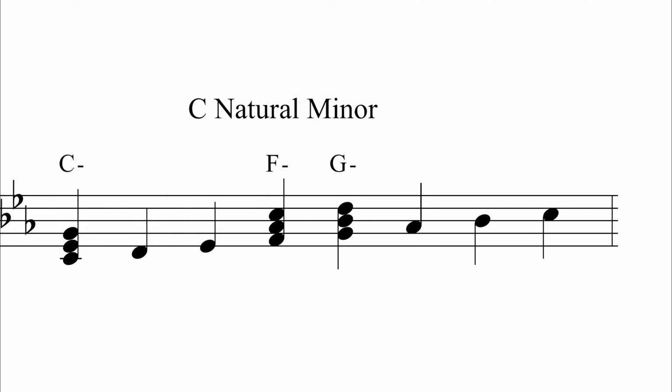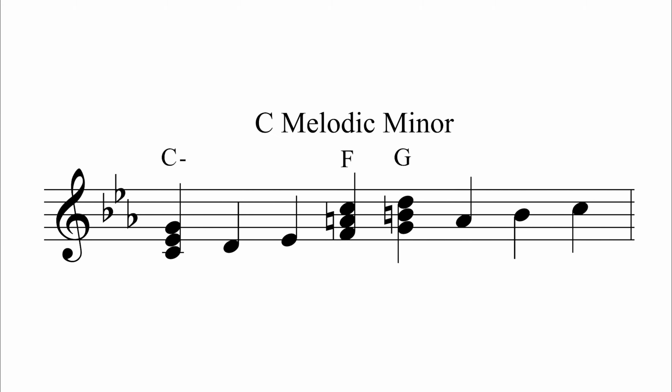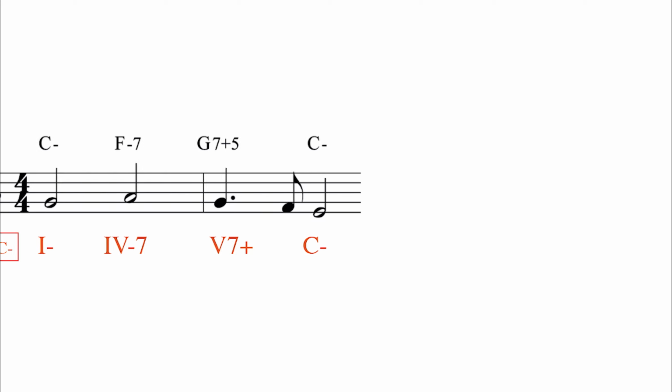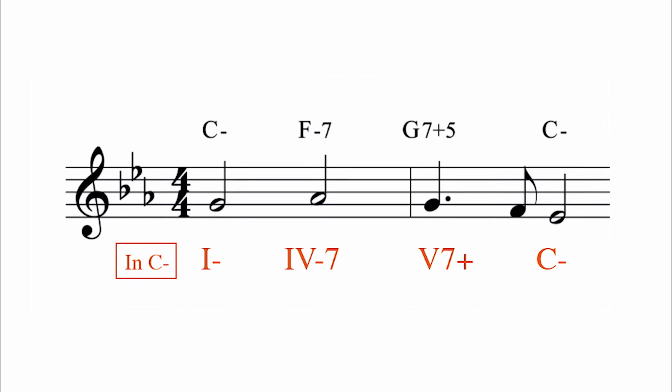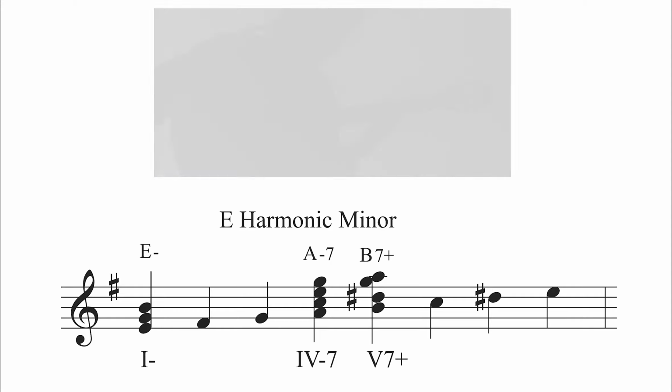In the natural minor, the 1, 4, 5 would all be minor. In the melodic minor, the 1 would be minor, the 4 and the 5 major. And in the Dorian, the chords would be 1 minor, 4 major, and 5 minor. This progression is so important to know as it is ubiquitous in all kinds of music. Here is a famous example of it in E minor, Sting's Fragile.